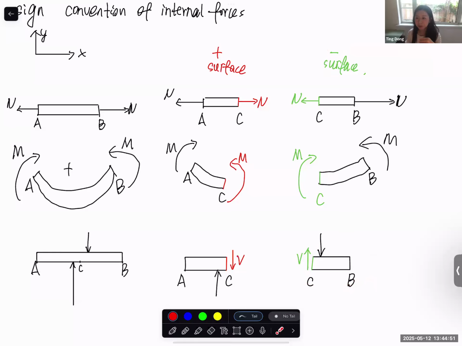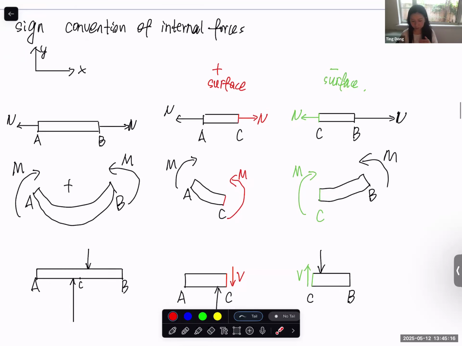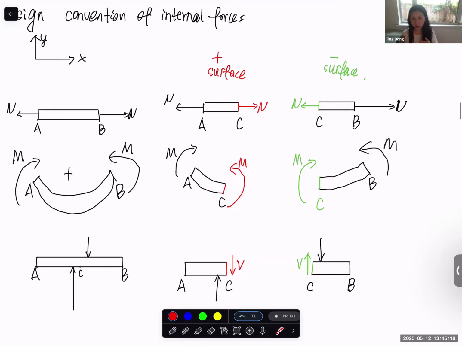And of course, I want to say that this is the definition of statics and mechanics of materials. If you go to a higher class, like aerostructure, Mach 1, or FEA class, the definition will be different, but you only consider that when you take that class. For now, this definition is okay. I just want to do my best to be consistent with the textbook. So this is our definition of the sign convention of internal forces.